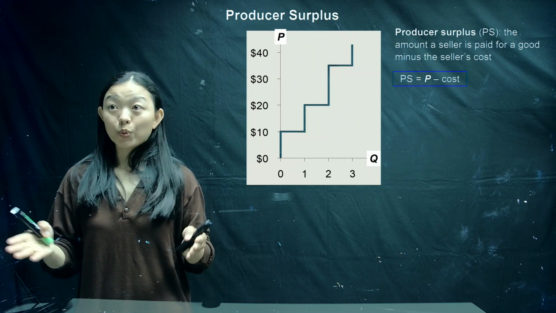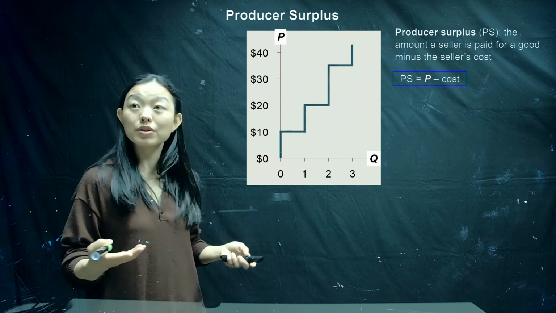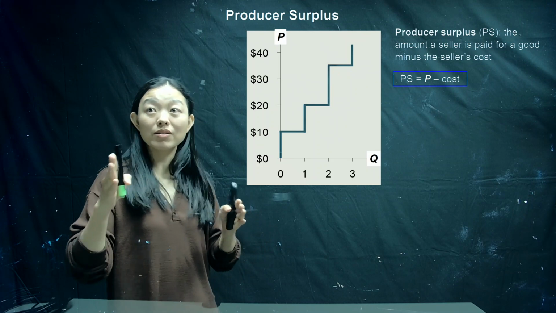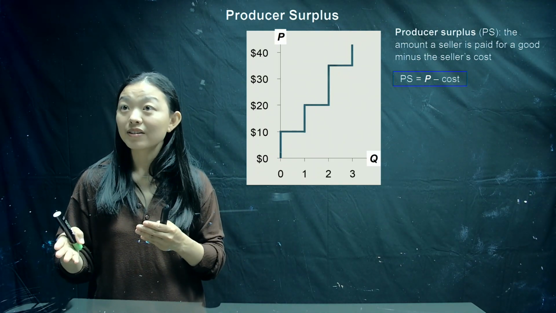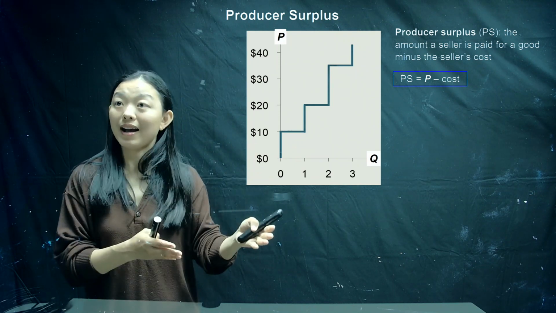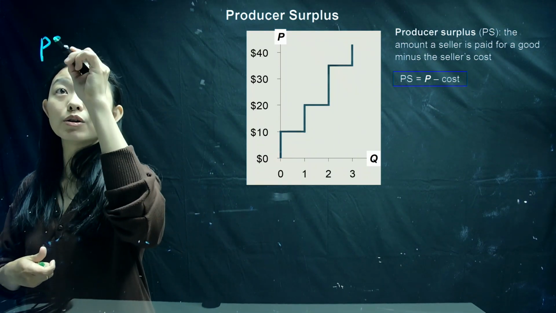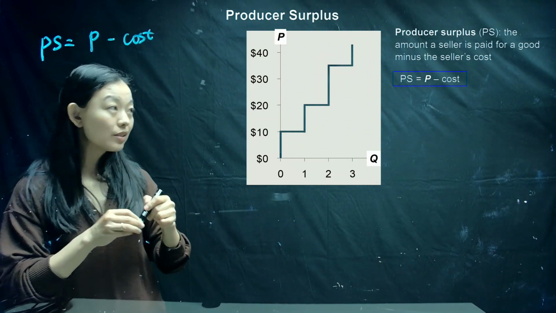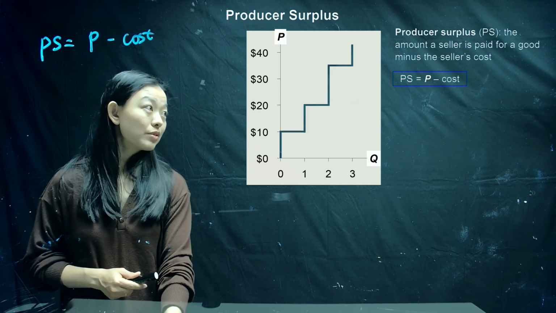So from that part, we can just derive producer surplus, okay? Producer surplus is always abbreviated as PS. It measures the amount that sellers receive minus the cost the sellers need to bear, okay? So the producer surplus, PS here, will equal the market price minus cost, okay? So this is the way that we can compute producer surplus.